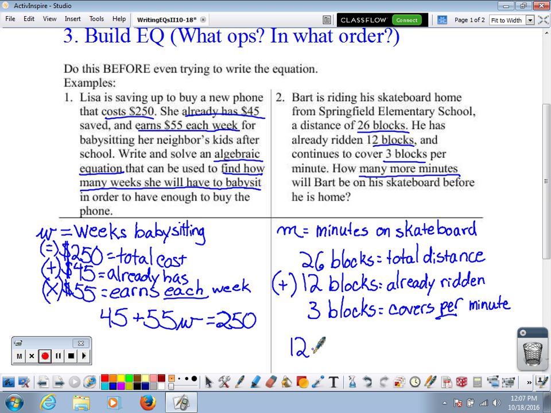The blocks per minute, okay? We're going to add 3 blocks per minute. Now that word "per," there it is again. It can mean multiply or it can mean divide. Are we splitting that 3 up, or are we using that 3 again and again? Again and again, which means we're going to multiply 3 blocks per minute times the number of minutes that he's on his skateboard. Well, how many minutes is he on his skateboard?